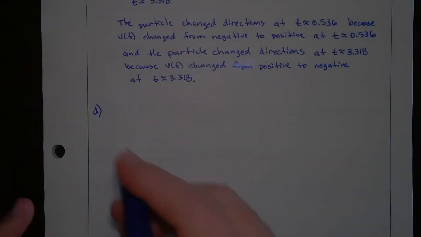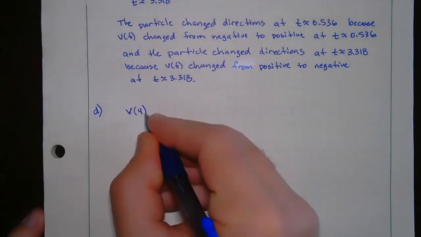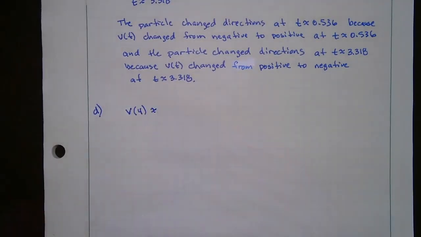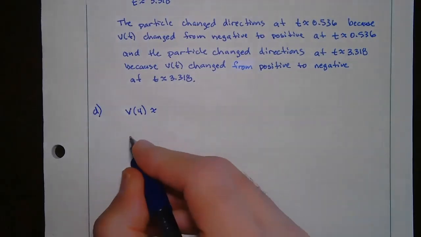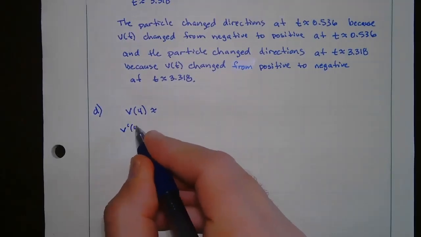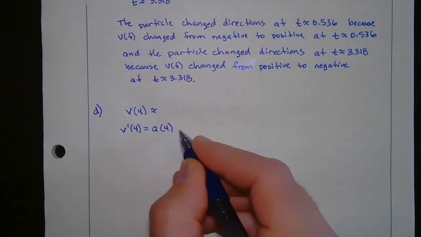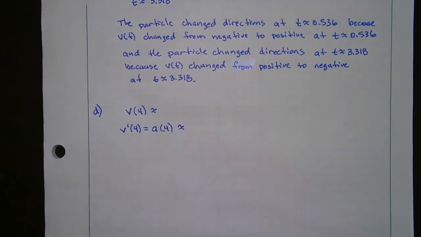All right, so let's go to our page. What we're going to have to find is v of 4. So we need to put 4 into the velocity function that they gave us. Now we also need to find the derivative at 4, which is equivalent to the acceleration at 4. And once we figure out these two values, that's going to allow us to determine if the speed is increasing or decreasing.